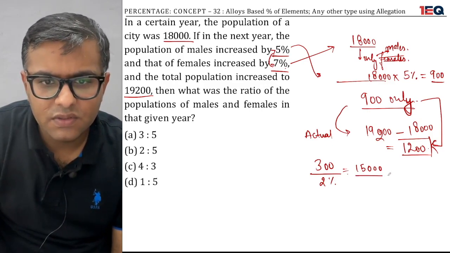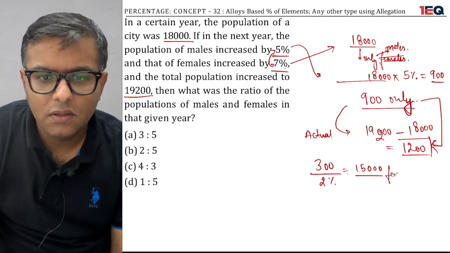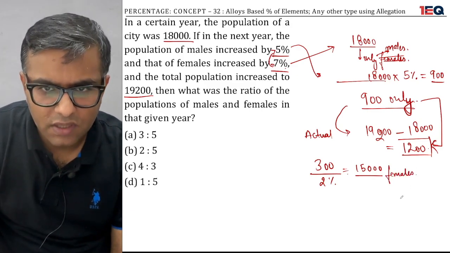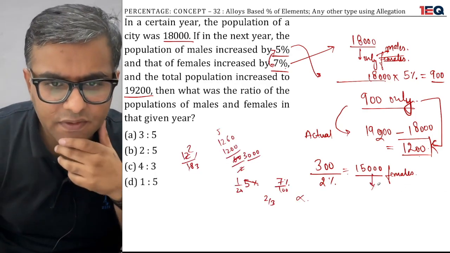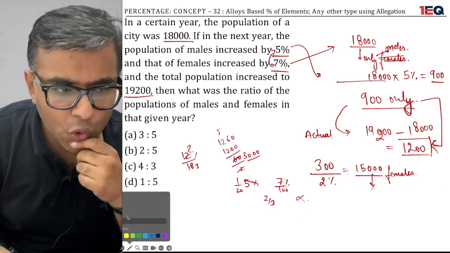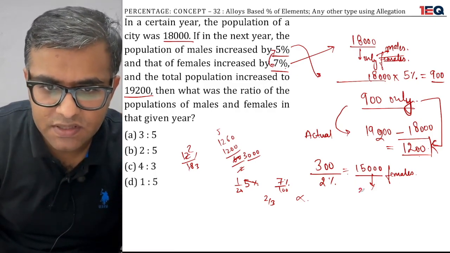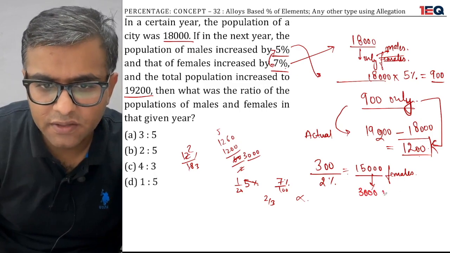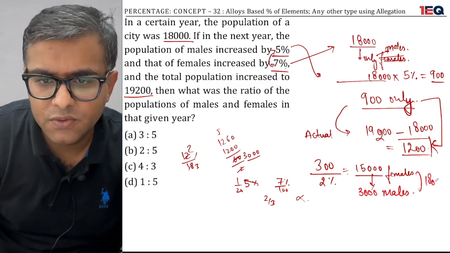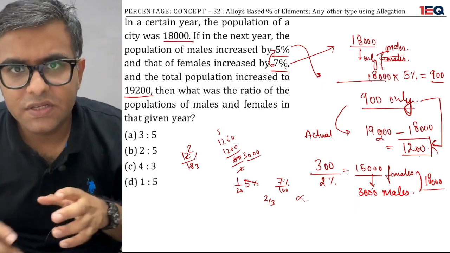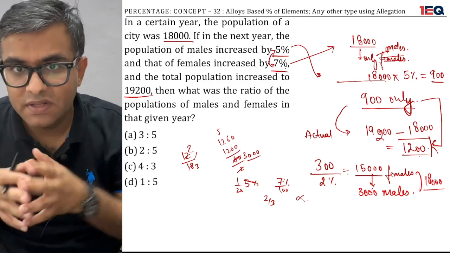And 15,000 is the number of females who are there. See, we've reached a point where we know for sure that there are 15,000 females. We also know for sure that there are 3000 males because the total population is 18,000. That is how we got to know the number of males and the number of females.